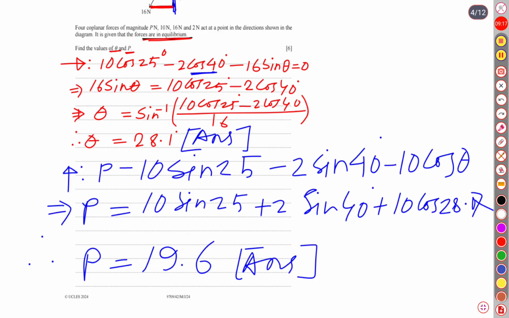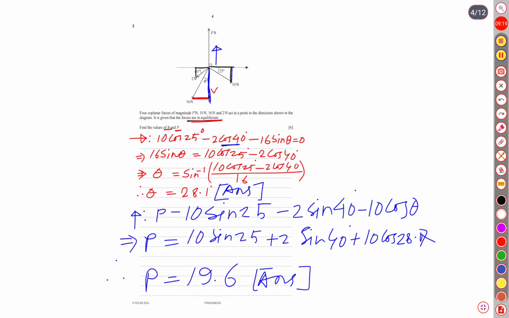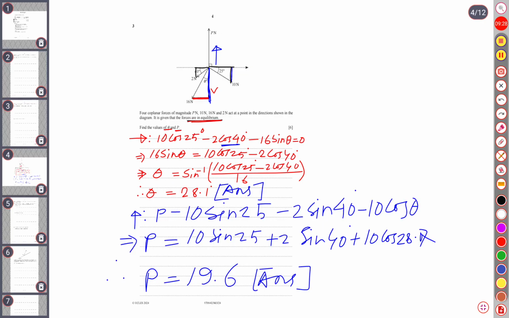So this is what the whole solution is. I think you faced no difficulty understanding this, because this is one of the easiest and simplest questions. Let's move on to the immediate next question.